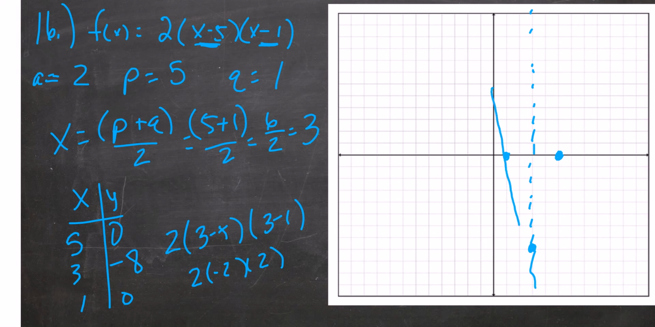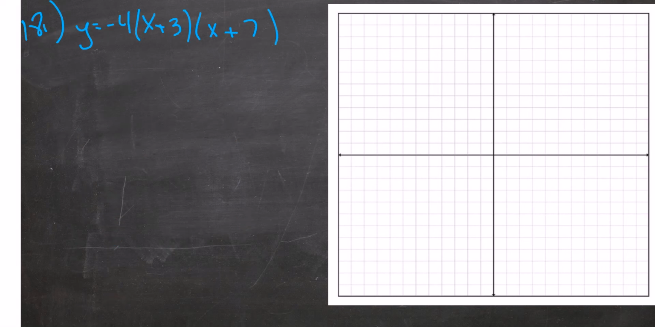Now I make my U. And that's it for 16. Alright, once again, everything's exactly the same. A is negative 4. P is negative 3. Q is negative 7. Remember, A tells me that it's going to be a frowny face. Also tells me that it's going to be a skinny graph, because negative 4 is further away from 0. Remember, the further away that number gets from 0, the skinnier the graph.